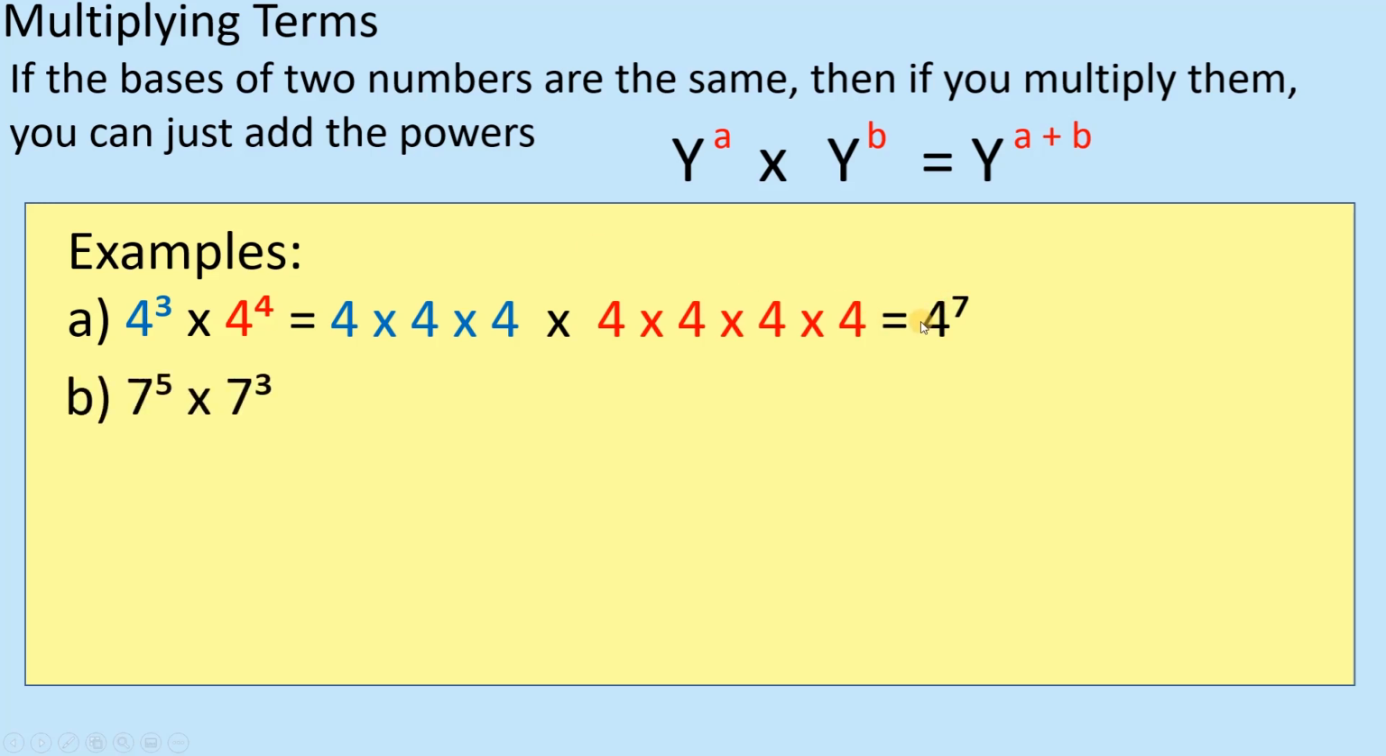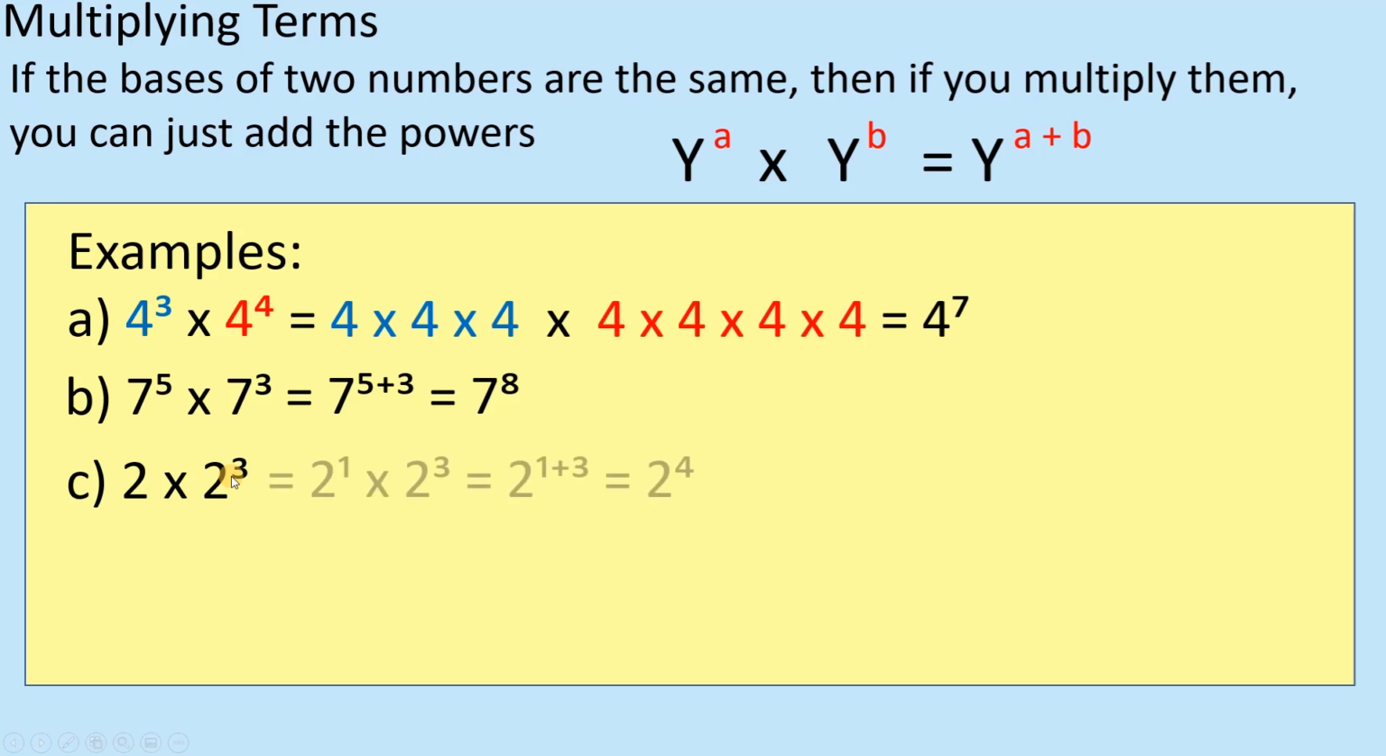So if I said 7 to the 5 times 7 to the 3, again, I could think about it by writing them all out, but there's no need to, because the rule is when I times two bases with powers, I just add the powers to give me 7 to the power of 8. And 2 times 2 cubed, well, there's one thing missing from here, which is a little 1, to say there's one of them. This is going to be 1 plus 3, so it's going to give me 2 to the 4. We tend not to see that written down, so that's one to watch out for.